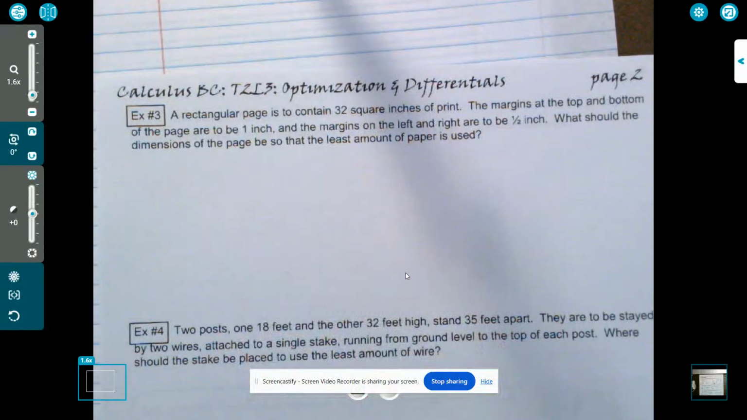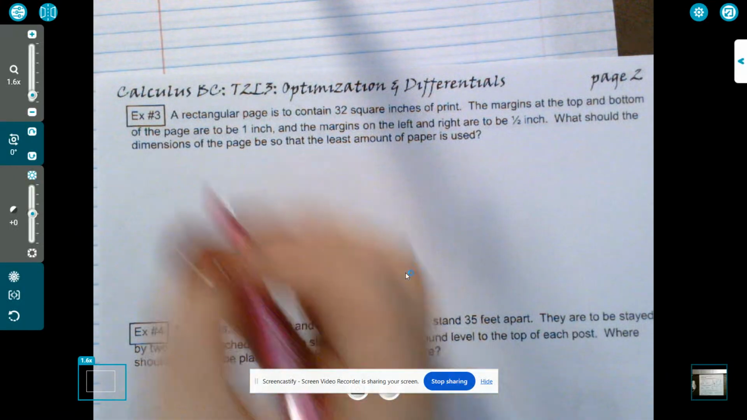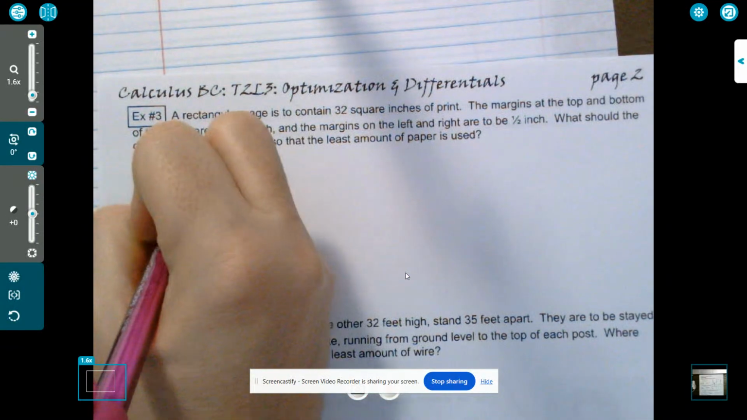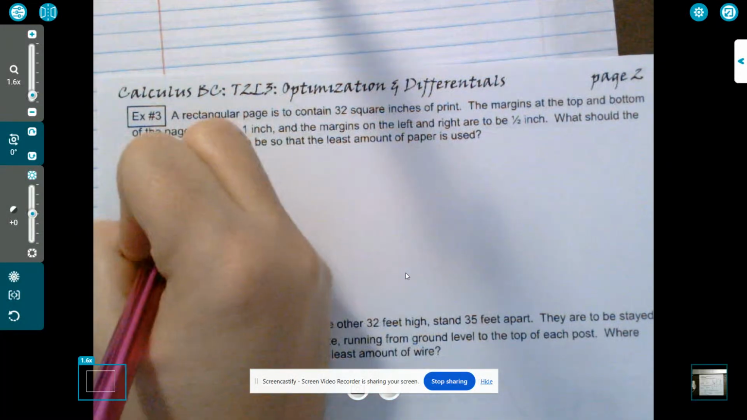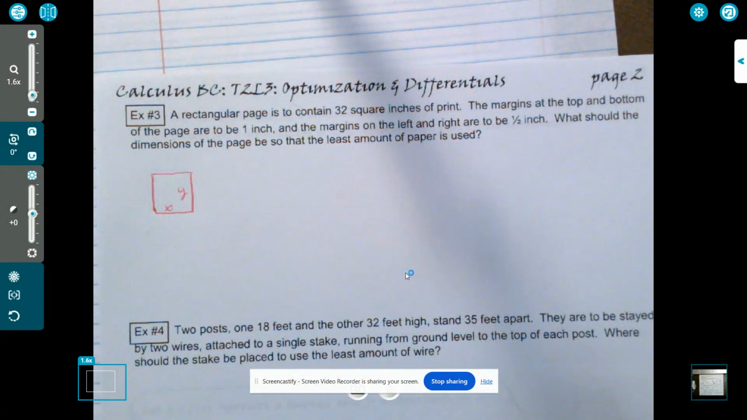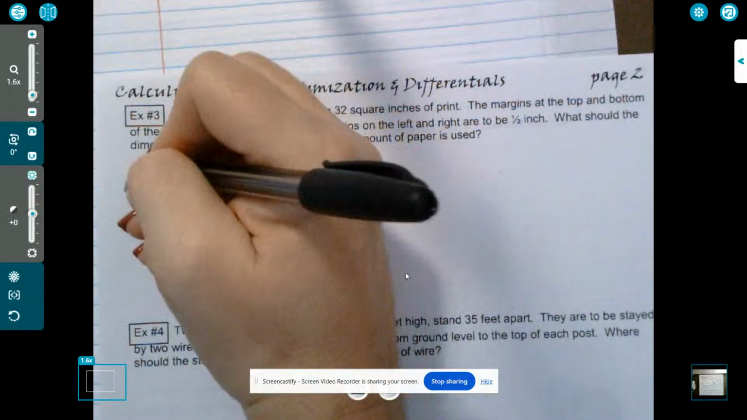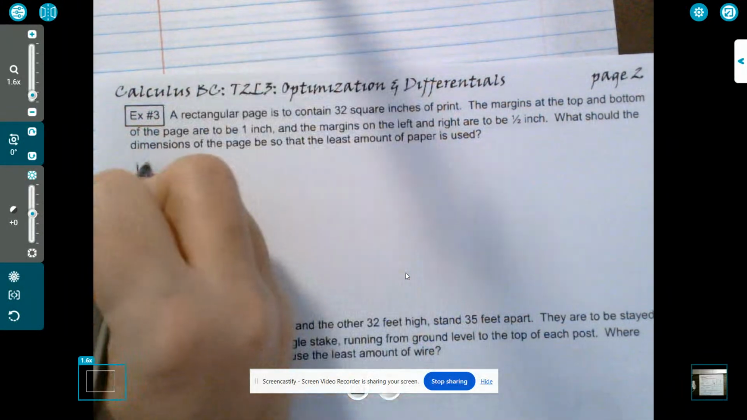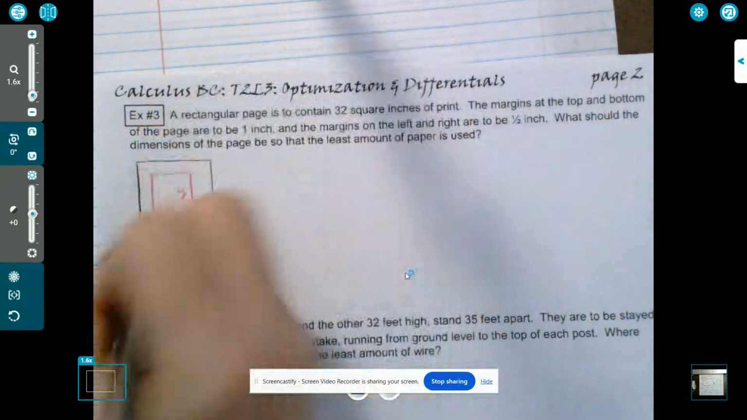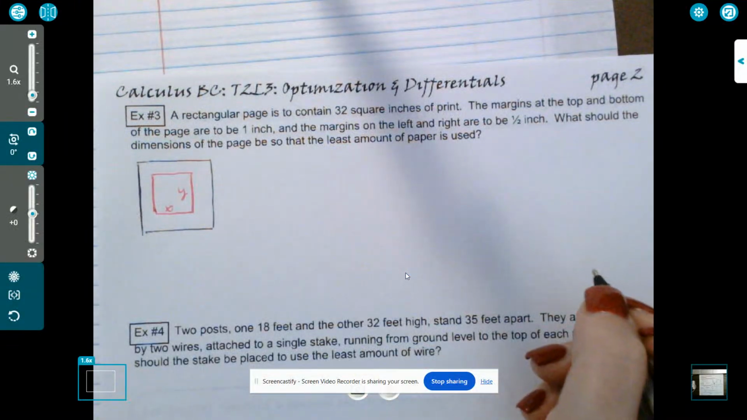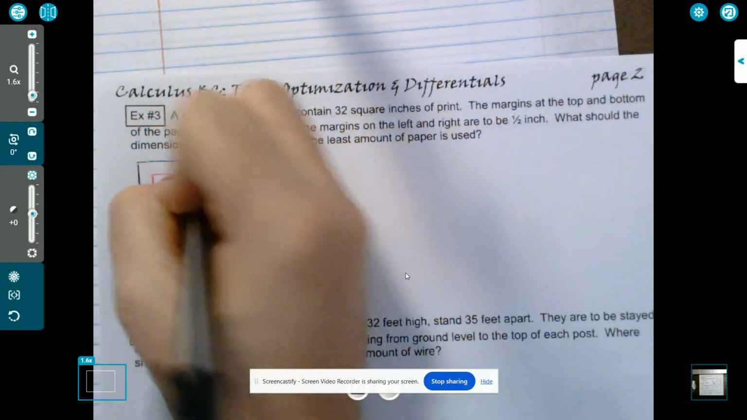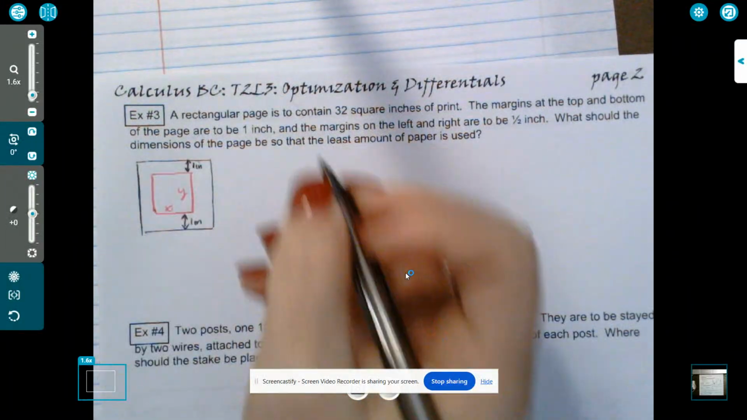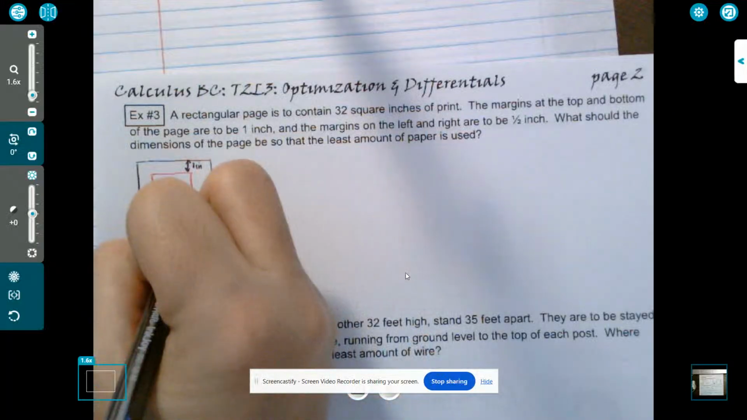So what we've got is a page in general. We'll make this X and this Y. And then outside of that, we've got margins around it. The margins at the top and bottom are to be 1 inch, and on the left and right are to be ½ of an inch.